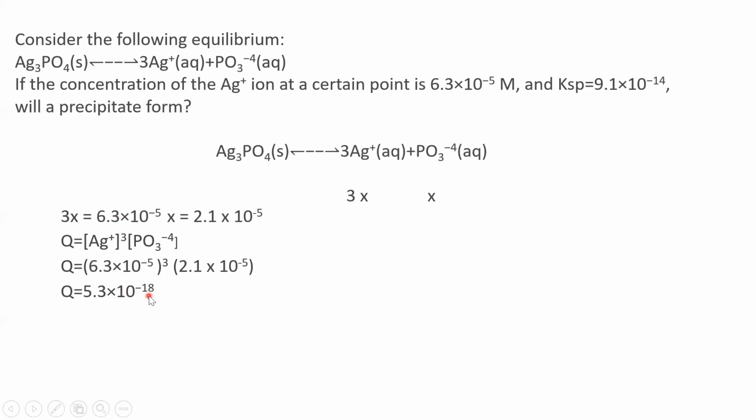Okay, is this number bigger or smaller than K? Is 5.3 times 10 to the minus 18 bigger or smaller than K? It's smaller. Good. So are we going to form a precipitate? No. Good. This is the maximum product. Okay. Above this number, we form a precipitate. Below this number, we don't. We have an unsaturated solution.